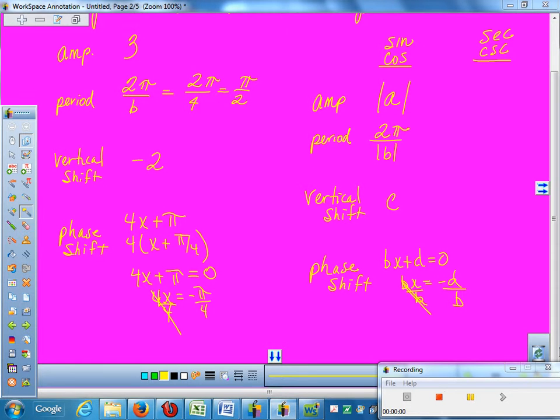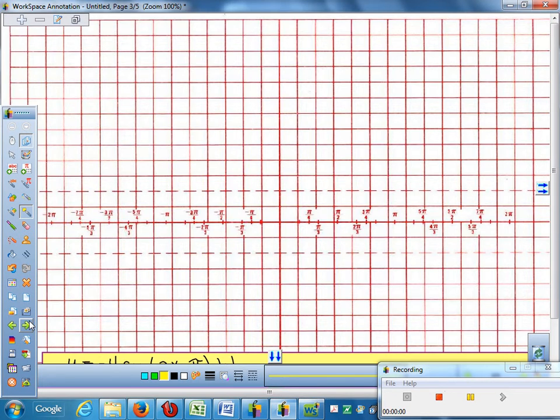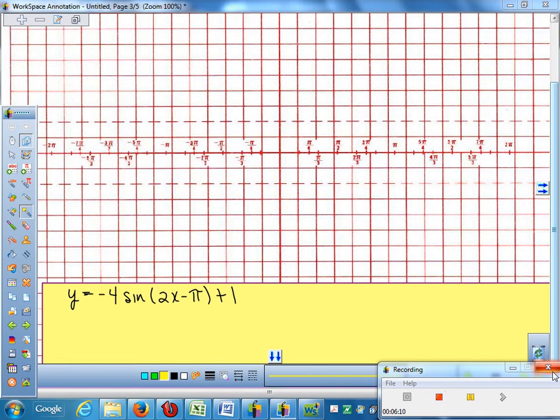Okay, so let's actually try drawing a graph with some actual numbers. I've got a graph down here at the bottom where we have y equals negative 4 sine of (2x minus pi) plus 1. Every single time, first thing you've got to do is identify those 4 parts of the graph. So you're going to have to go, what's the amplitude? Well, amplitude's got to be a positive number, so we would say the amplitude is 4.